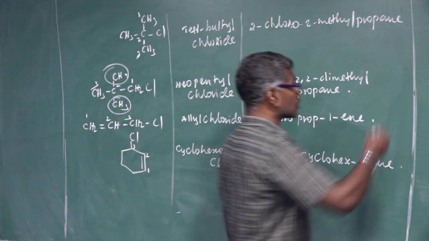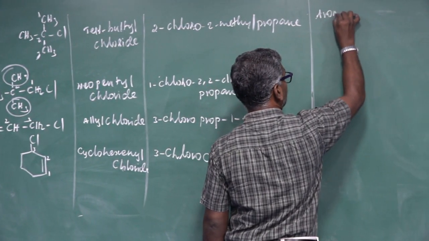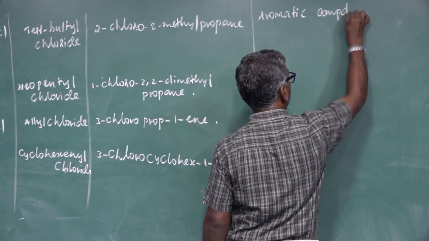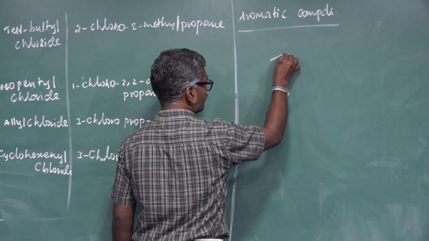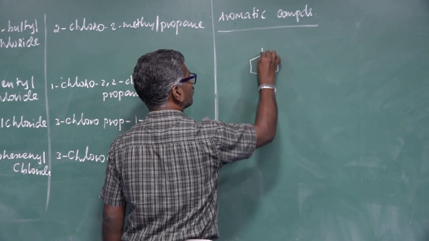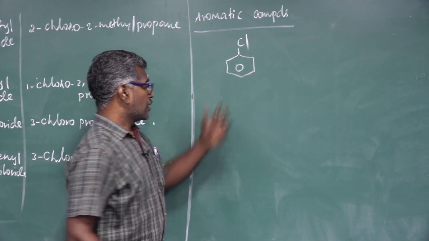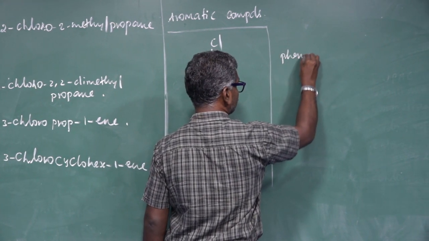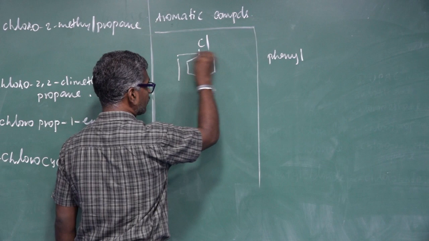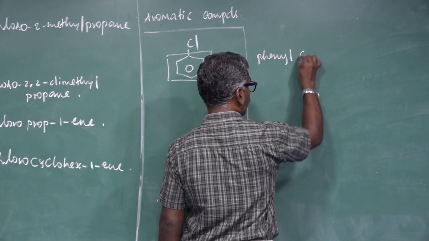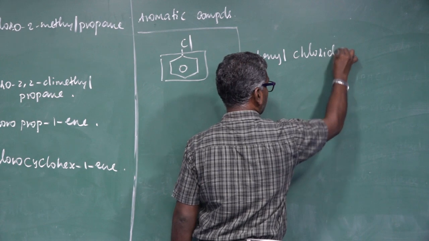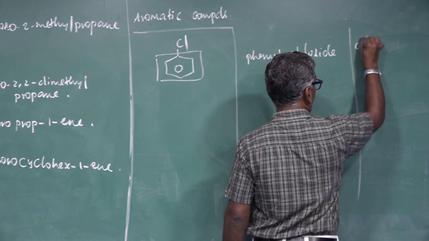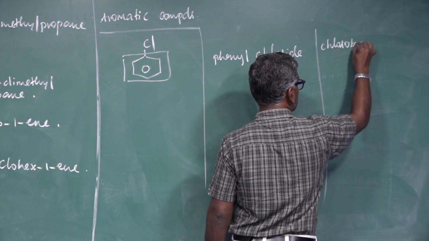Next one, aromatic compounds. Here the common name is phenyl. This is a phenyl group. Phenyl chloride. IUPAC: this is a halogen, chlorobenzene.